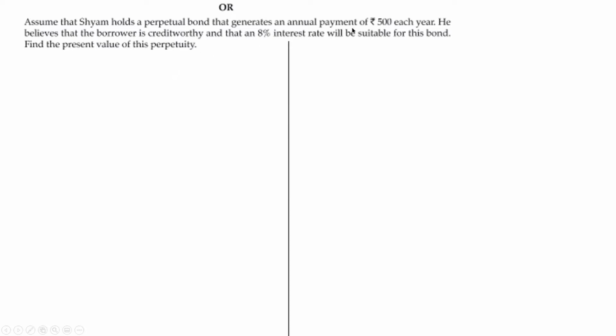So here annual payment is made each year. So this is R and the interest rate is 8%. This is I. It is a perpetual bond. So again we need to find present value of perpetuity.